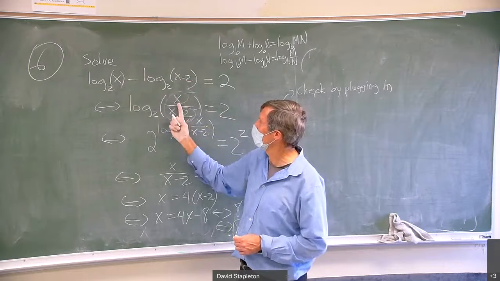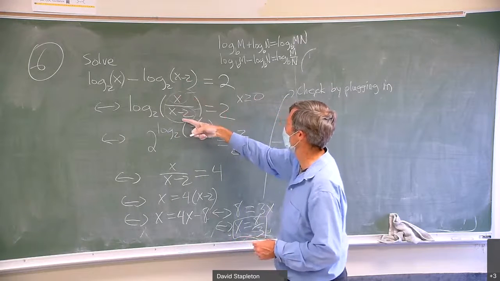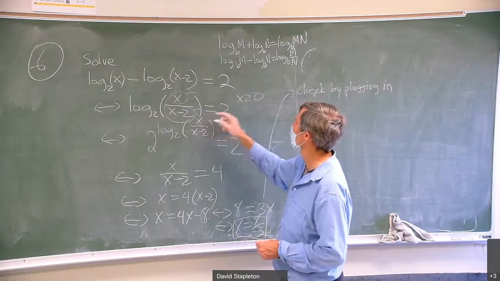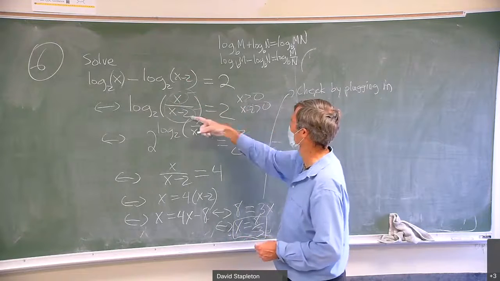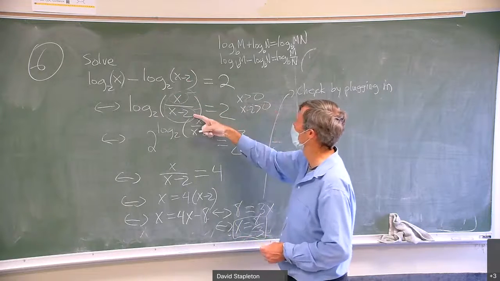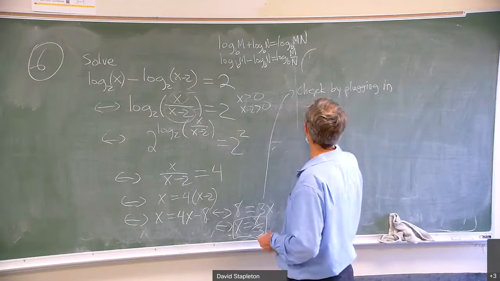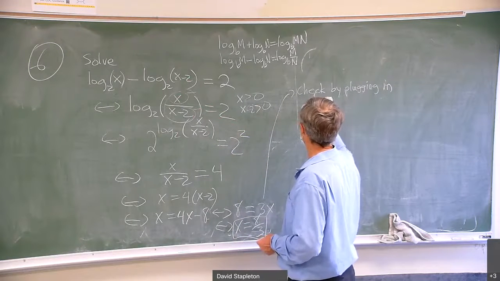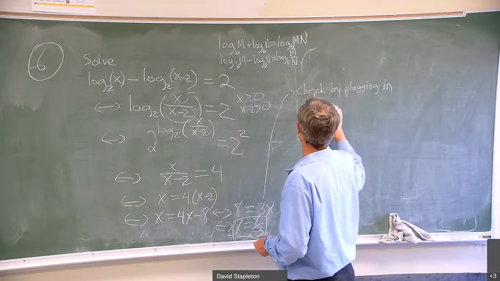So these are equivalent provided x is greater than 0, so the top is positive, and x minus 2 is greater than 0, so the bottom is positive. If they're both positive, then it works. So you can just check that this makes x positive, or you can check by plugging in. Checking x is greater than 0 is easier.